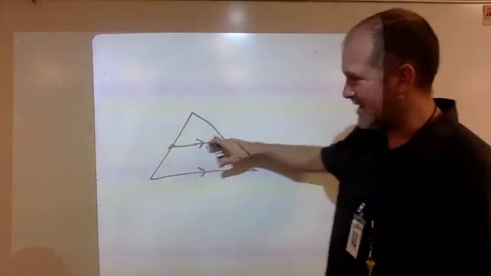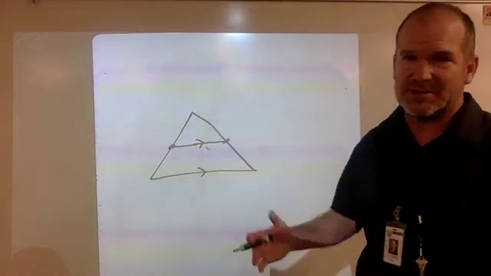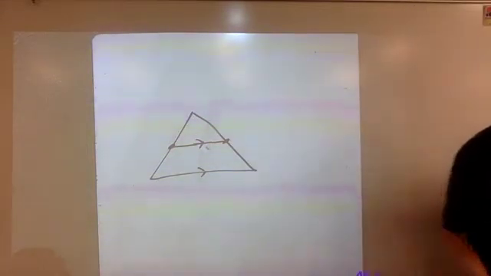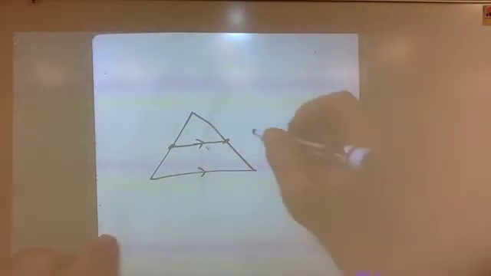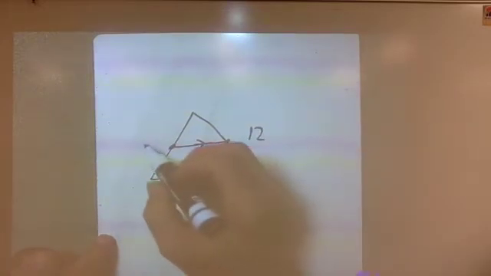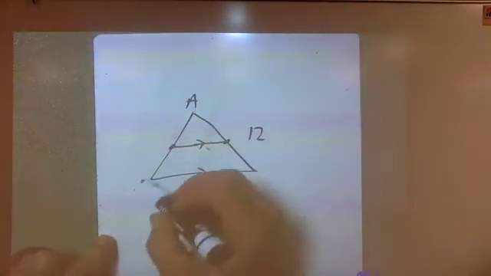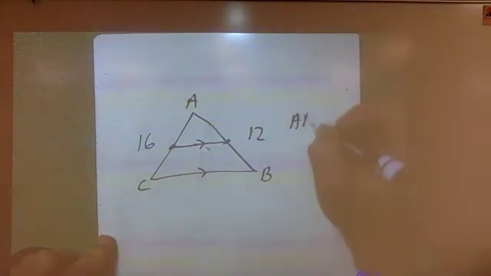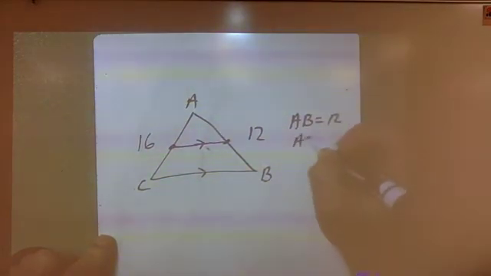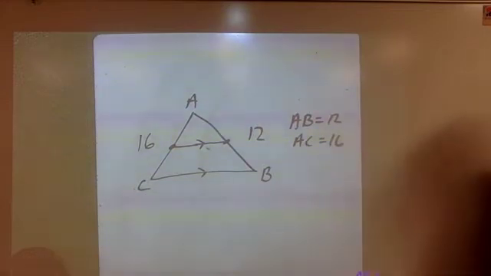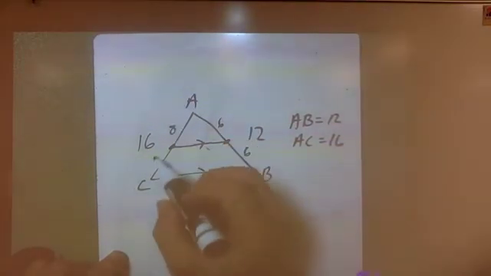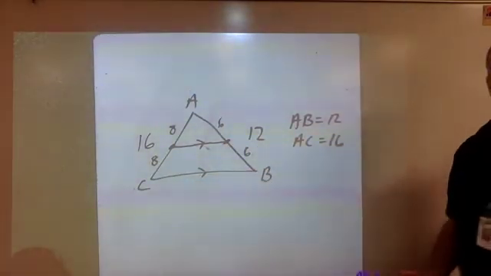Now, if this parallel line happens to be right in the middle of the triangle, it splits them in half, and that's the mid-segment theorem, but it doesn't have to be right in the middle. Let me show you what I'm talking about here. Let's say the right-hand side has a length of 12, and this left-hand side from A to C has a length of 16. So AB is equal to 12, and AC is equal to 16. If it's the mid-segment theorem, then this side is 6, and this side is 6. This one's 8, and this one's 8, because they got split in half.